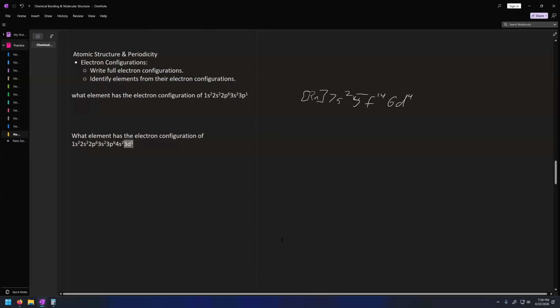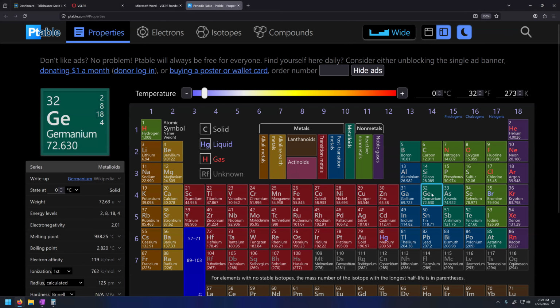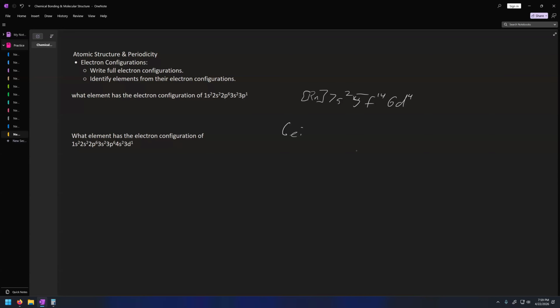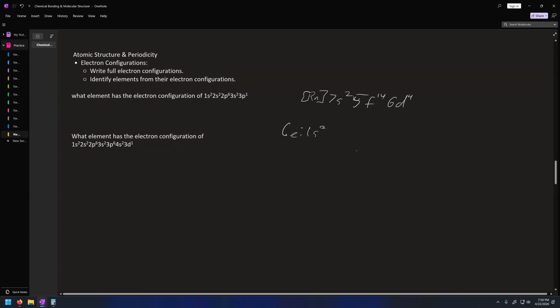So to finish that one out, I was talking about the electron configuration for germanium. We'll call it Ge. And then I'm just going to fill in all of the electrons up to that 4p2 that I know is the last electron added to germanium. 1s2, 2s2, 2p6, 3s2, 3p6, 4s2, 3d10, and then 4p2.